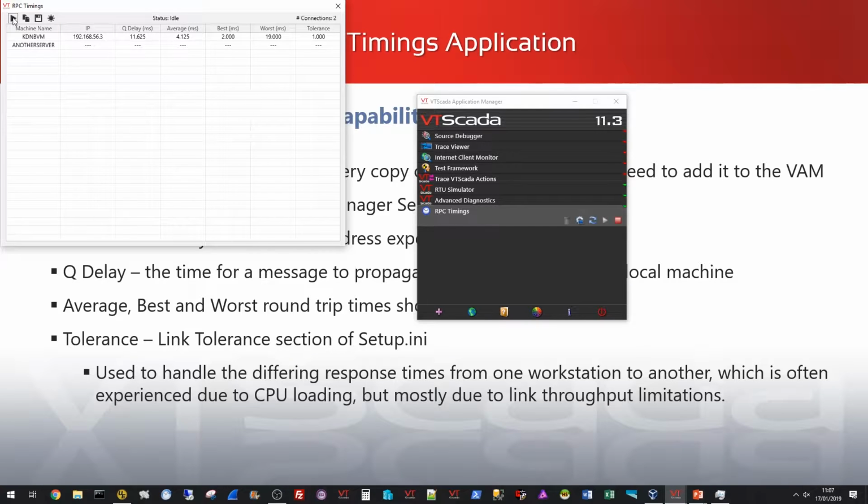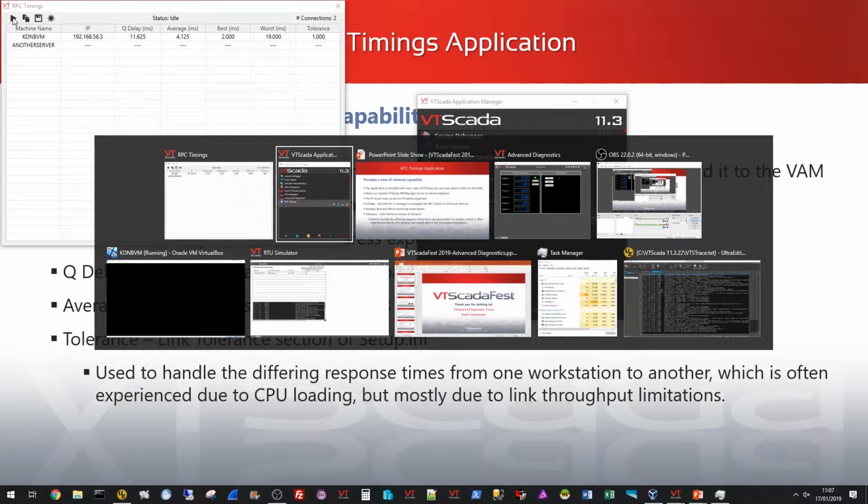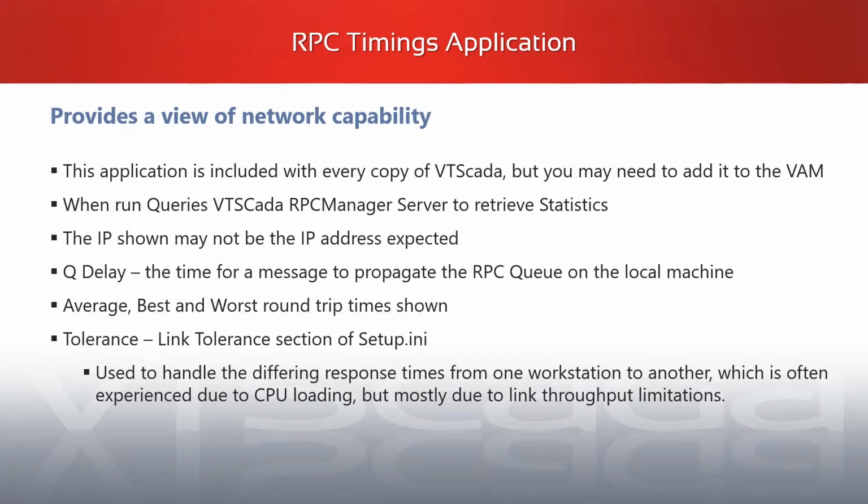So the link tolerance column, that's an interesting one. We don't see its use very often, but you can tune VTScada to say that a particular link on RPC is slow. And you can increase the tolerance on that, so it actually slows down the traffic processed through that particular link.